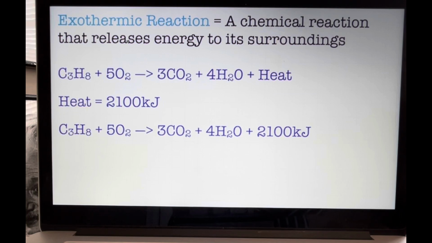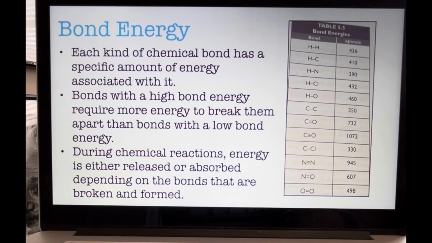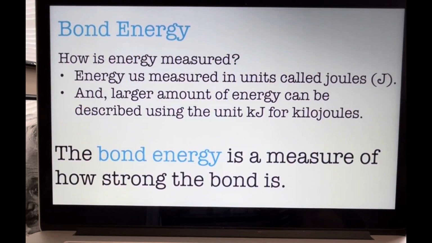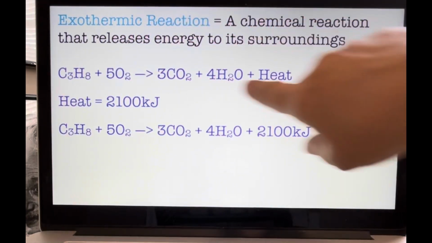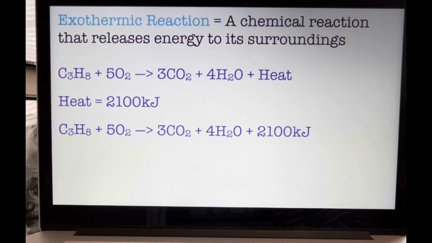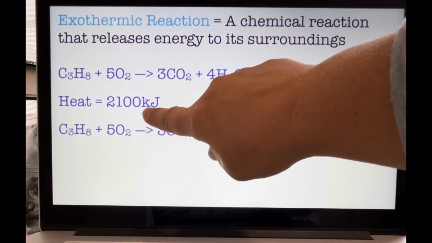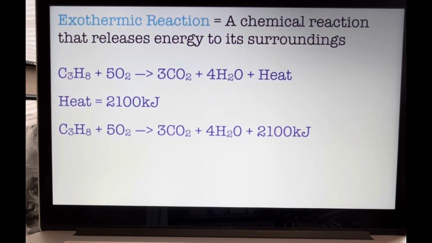So the specific definition of an exothermic reaction is a chemical reaction that releases energy into its surroundings. The combustion reaction of propane, shown in this figure, the one we've been talking about, is an exothermic reaction. When 1 mole of propane reacts with 5 moles of oxygen, about 2100 kilojoules of heat is released. So we can actually just substitute it. Now that we know 2100 kilojoules are released, we can just write that into the equation.